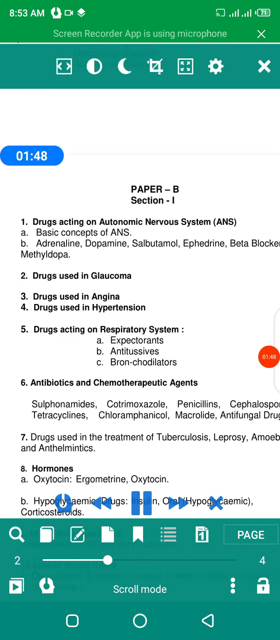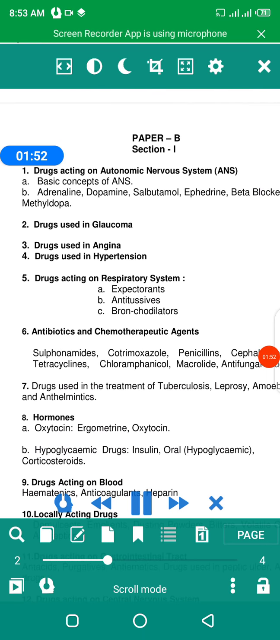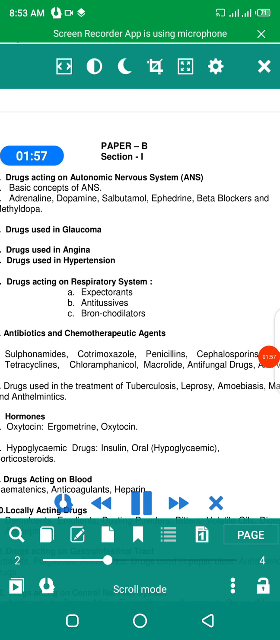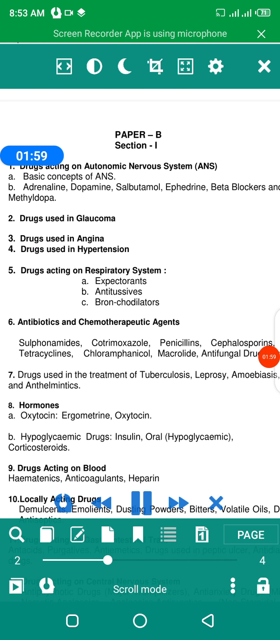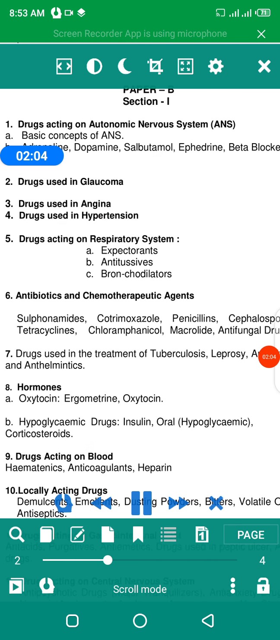Paper B, Section 1. Drugs acting on autonomic nervous system. A. Basic concepts of ANS. B. Adrenaline, dopamine, salbutamol, ephedrine, beta blockers and methyldopa. 2. Drugs used in glaucoma. 3. Drugs used in angina. 4. Drugs used in hypertension.